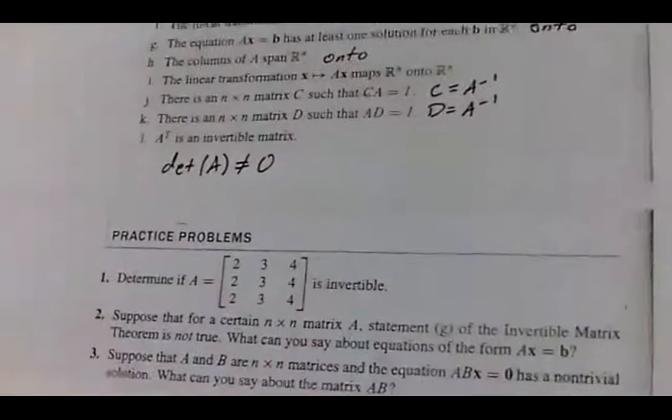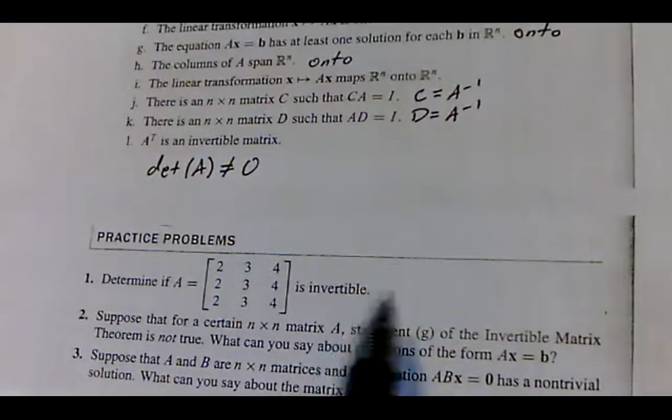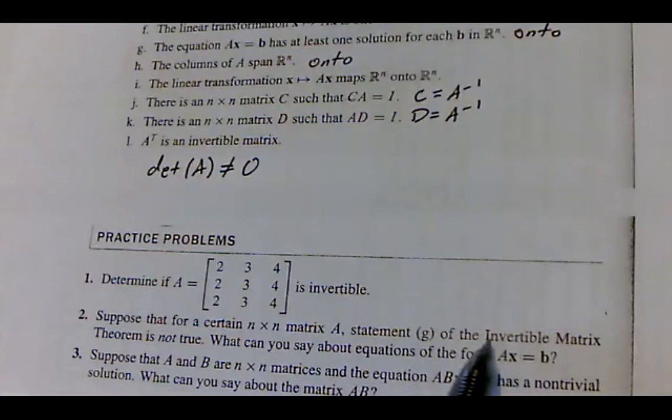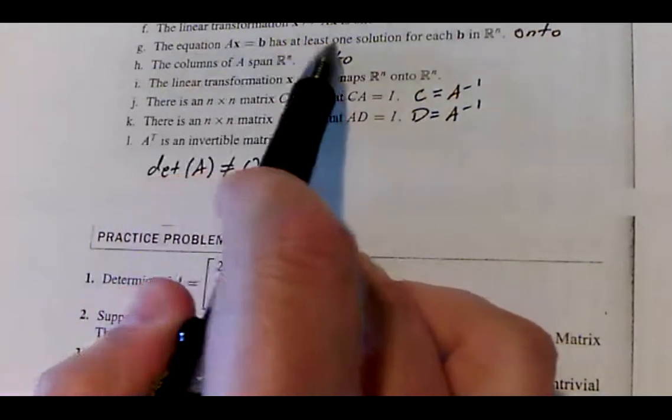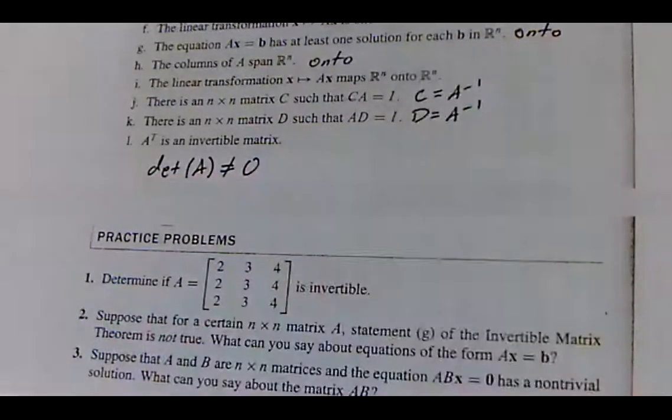Okay, let's look at practice problem 2 here. So if I have a certain n by n matrix A, if statement G is not true, so statement G of the invertible matrix theorem is not true, so let's go back to G. The equation AX equals B has at least one solution for B in Rn. What can you say about equations of the form AX equals B?